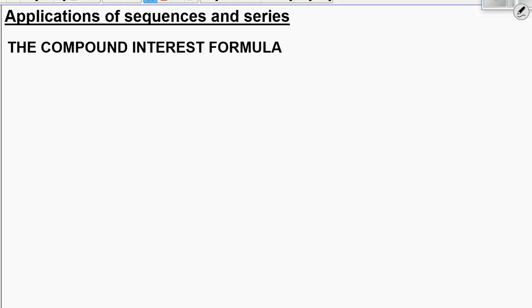I'm now going to look at applications of sequences and series, and I'll start with the compound interest formula. Now here is how the compound interest formula is written. Amount is equal to principal times (1 plus r over n) to the power nt. Now I'll explain what all these mean. So I'll start with A.